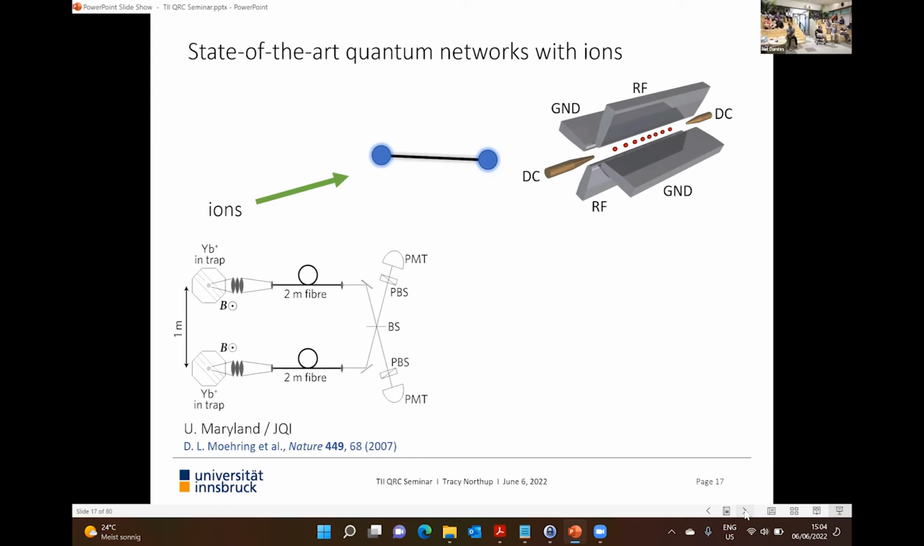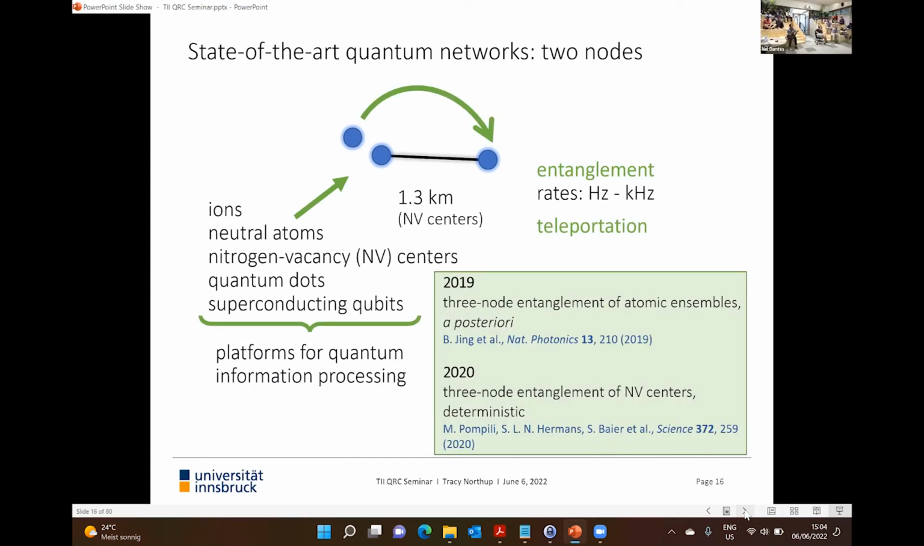So Tracy, when you mean 3 nodes, like entanglement and teleportation as a bipartite, let's say, primitive, or what do you mean by 3 nodes? So yeah, any 2 pairs out of these 3 nodes can communicate quantumly. That's what you mean.